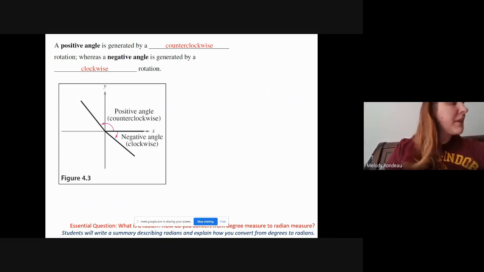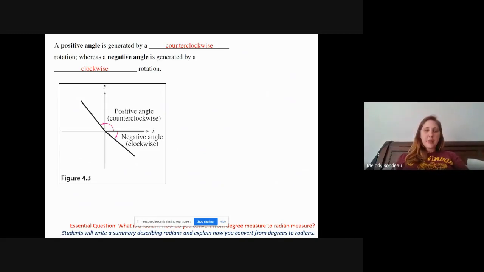Typically our angles are going to be measured from the x-axis going counterclockwise. You can see that in your picture, it's going counterclockwise.